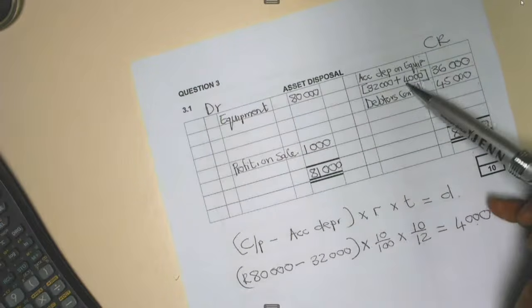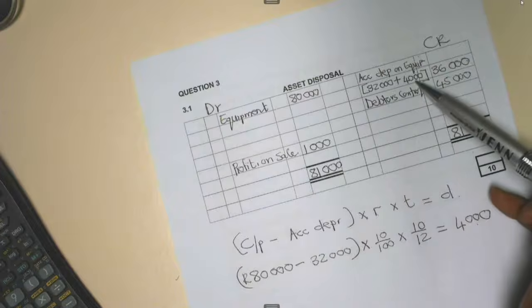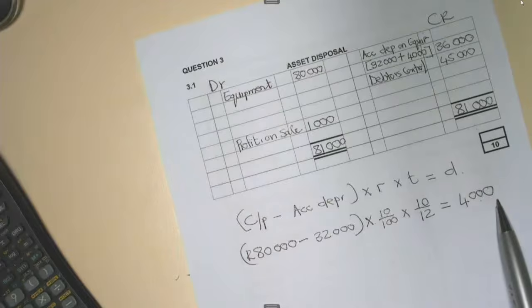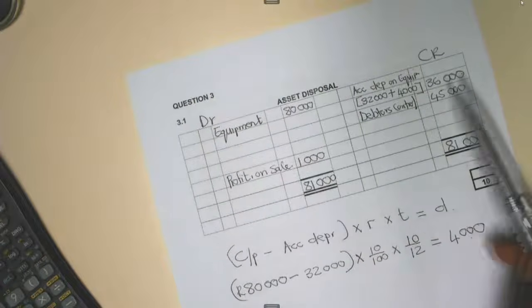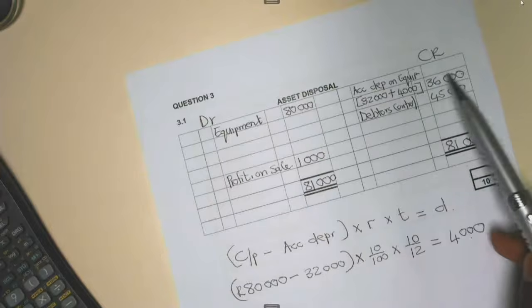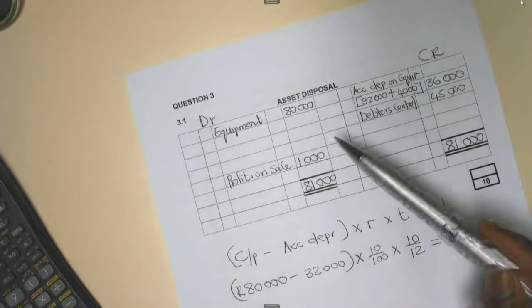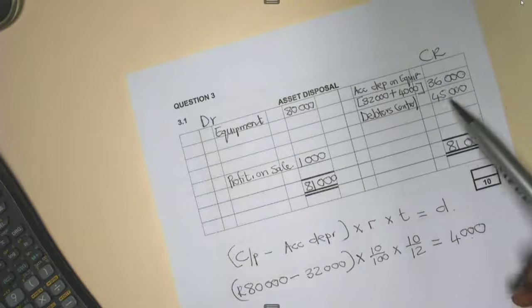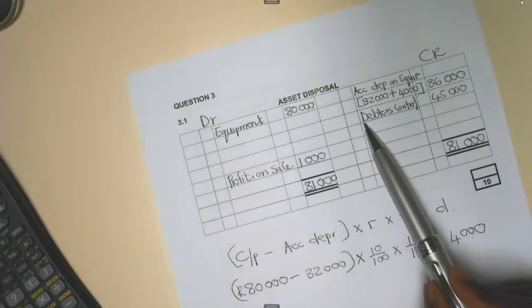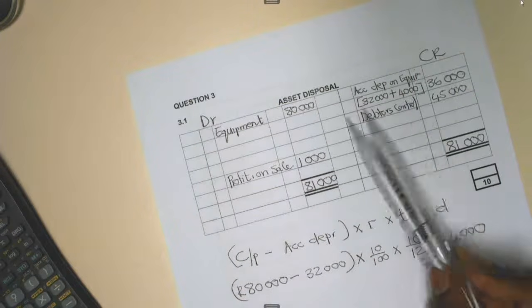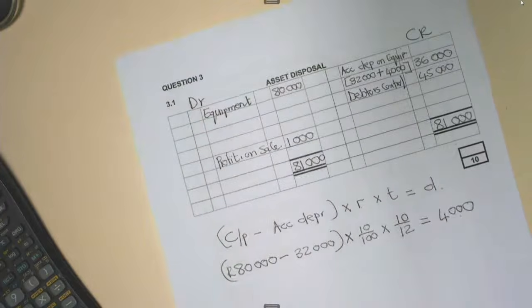Then you need to work out the depreciation of the current year on this particular equipment. And there we've done it in this manner. So the total there shows us how much accumulated depreciation was written off on this particular equipment when we used it for the financial year. Then how much was this sold for? It was sold for 45,000. Then this 45,000, it was sold on credit. Therefore, we've created a current asset, which is a debtors control. Right, so that is how the asset disposal account will look.